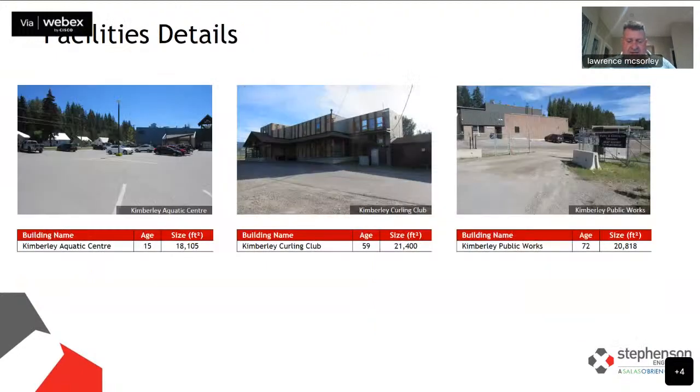So the three buildings that we did in the fall were the Kimberley Aquatic Center, which is one of your newer facilities at 15 years, the Curling Club, which is at 59 years, and the Public Works, which is a bit of a conglomerate of buildings. The oldest portions are now 72 years old, but it was a span of about 10, 15 years with some later additions. Next slide.